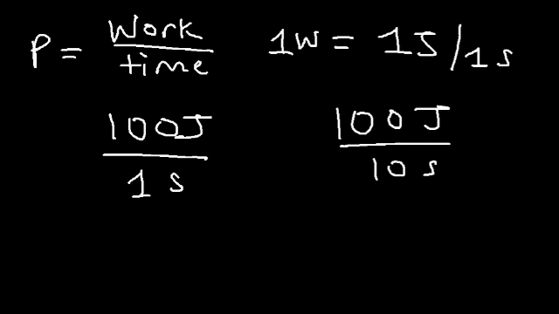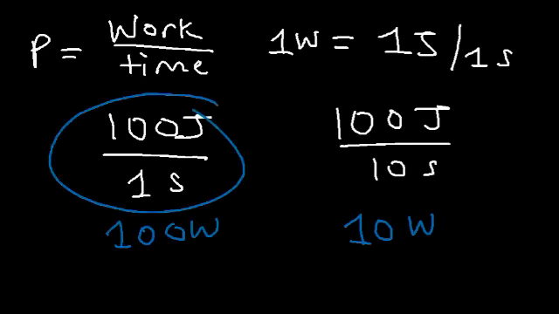It could perform the same amount of work of 100 joules in simply 1 second. The other system is slower. It performs the same work but over a longer period of time. So because it's slower, it has less power. The power is 10 watts. The other one, it's 100 watts. This system can transfer energy at a much faster rate. It can get the job done in 1 second as opposed to 10 seconds.